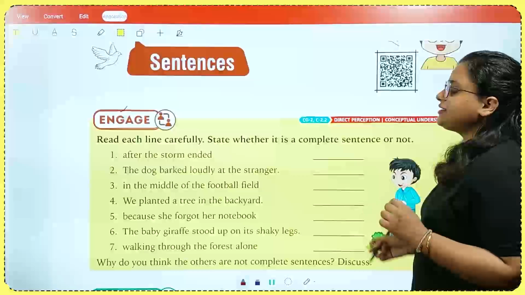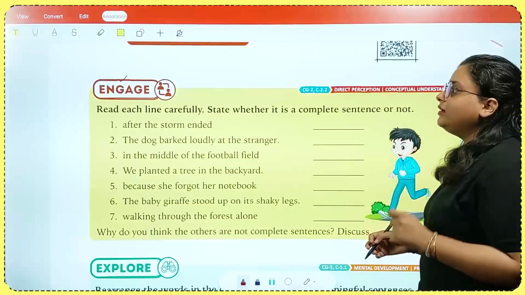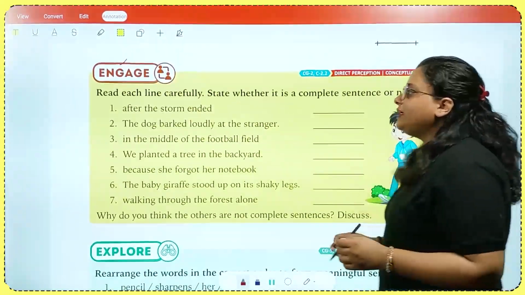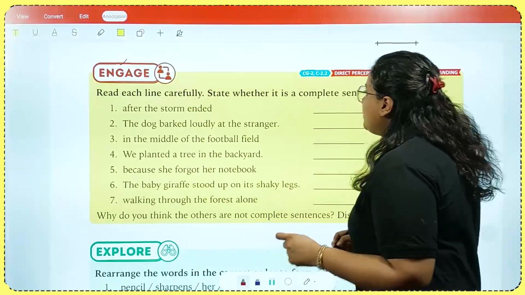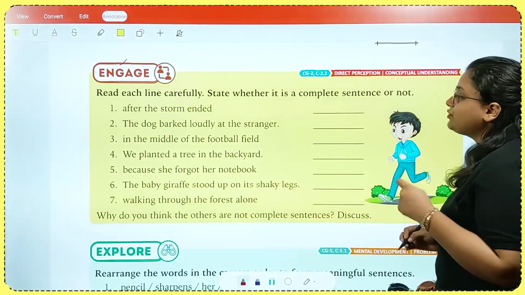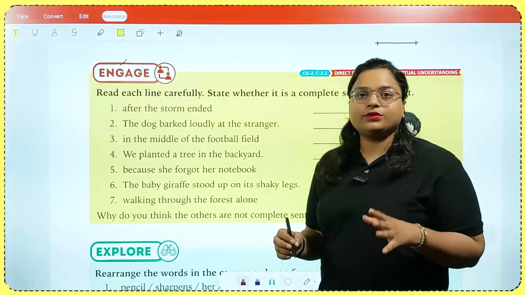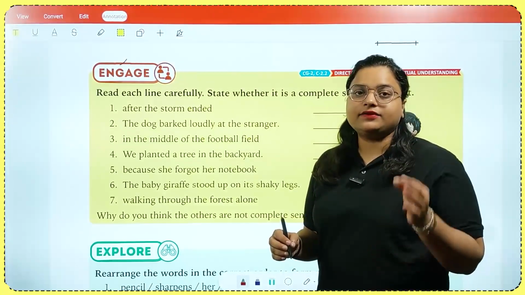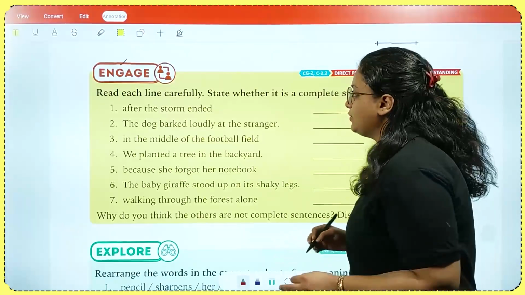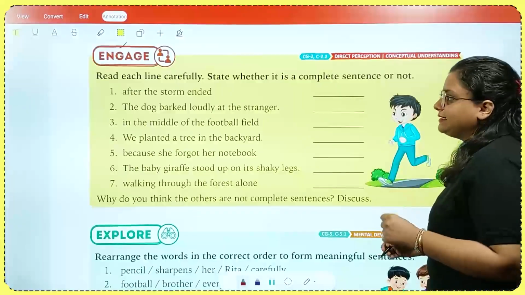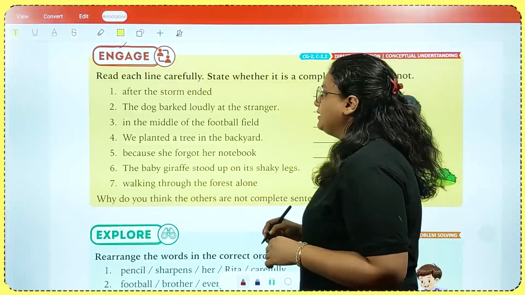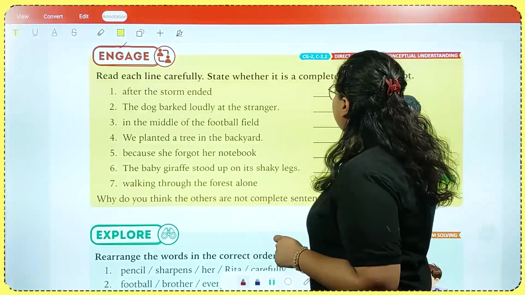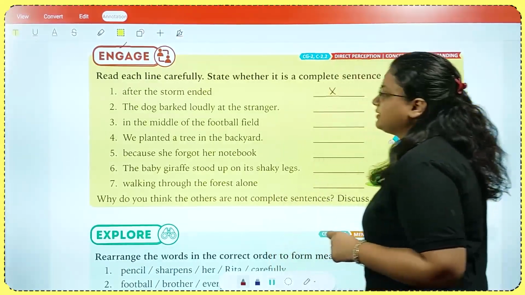So in this chapter, let us start with an engagement. Read each line carefully, and state whether it is a complete sentence or not. So here we will read all of these sentences and try to identify if the sentence is complete or not. The first sentence is: after the storm ended. This does not seem complete, so we can cross this.